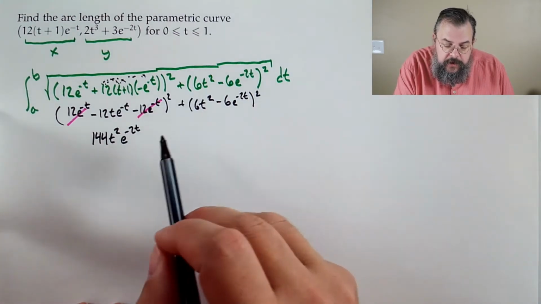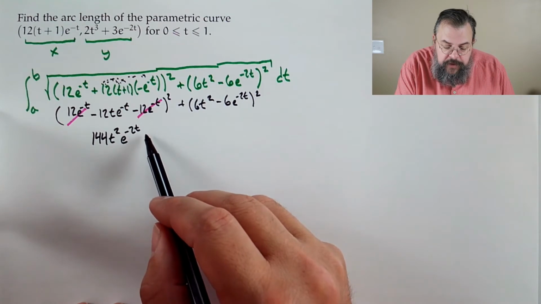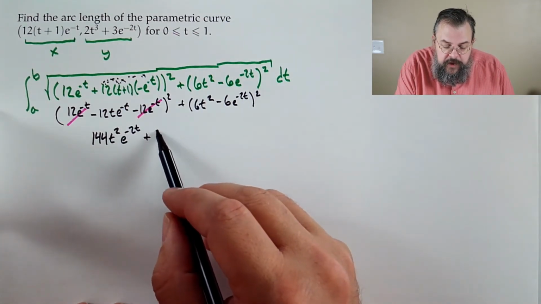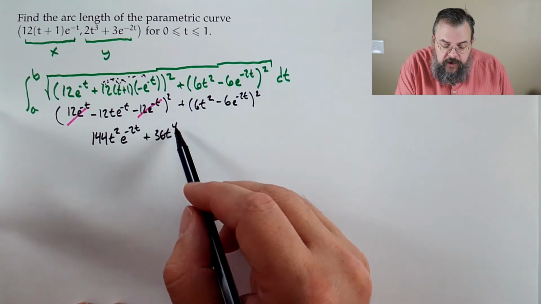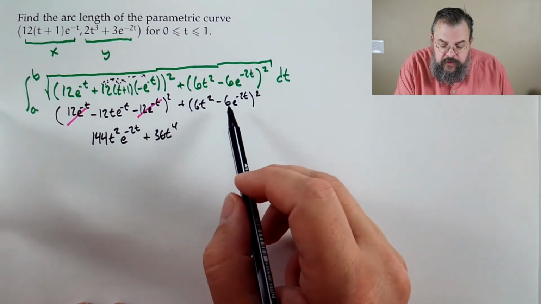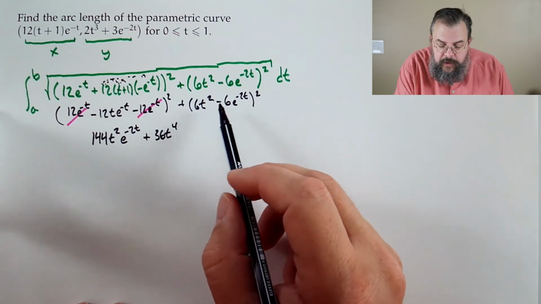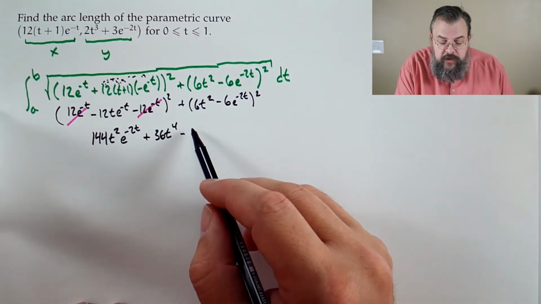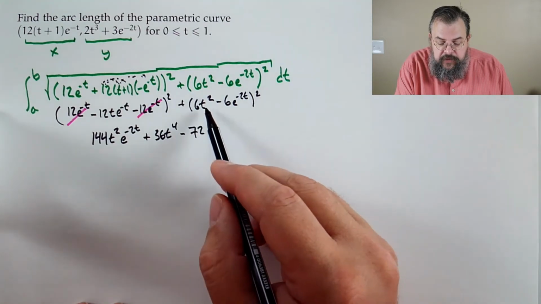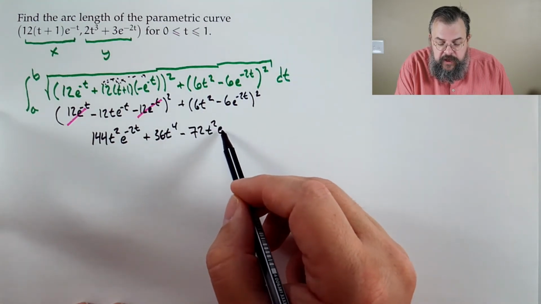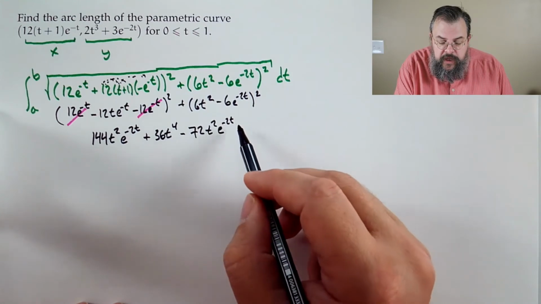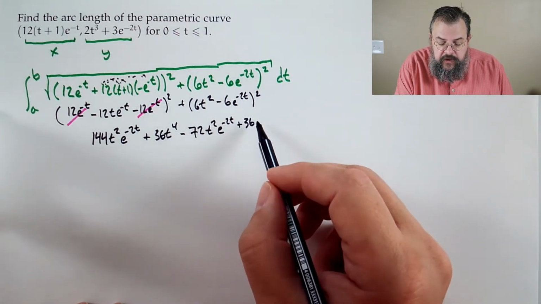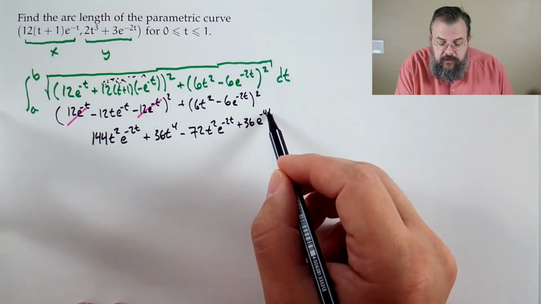Now, over here, well, there's a little bit more that has to happen. We'll have 6 times t squared. That'll become 36 t to the fourth. Then the cross terms. Well, 6 times 6 is 36, and then double that will be minus 72. Then you have the t squared and the e to the minus 2t. And then, on the end, it'll be 36, e to the minus 2t squared, e to the minus 4t.